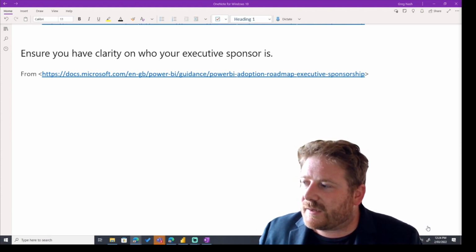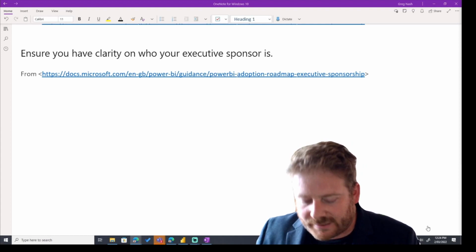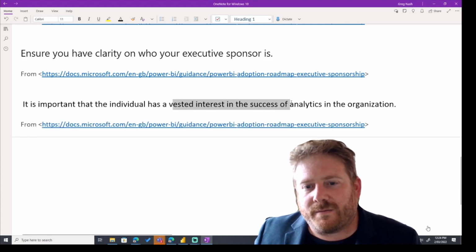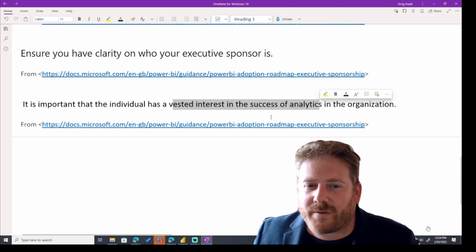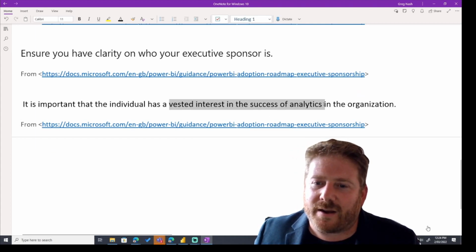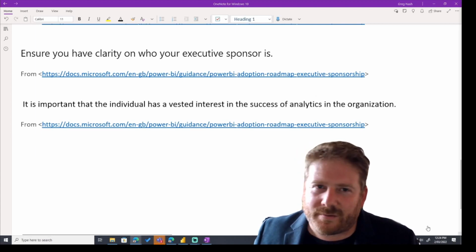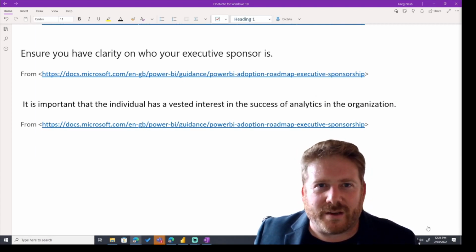It's important that the person has a vested interest in the success of analytics in your organization. I think that's an important point. Yeah. If they don't care whether it succeeds or fails, they're probably not a great executive sponsor. It should be tied to some kind of strategic goal they're trying to achieve.